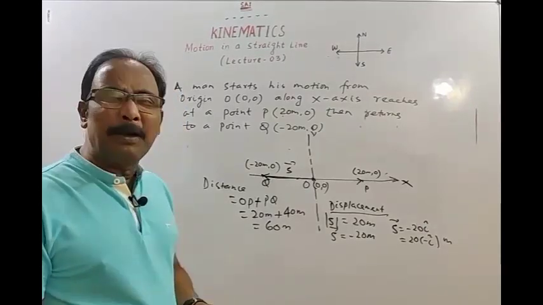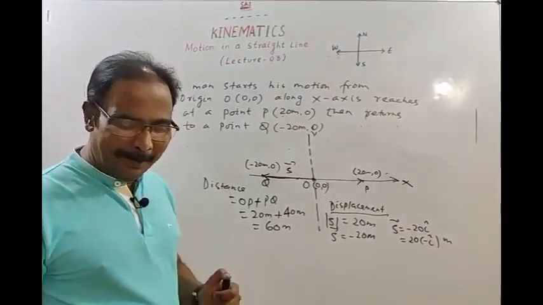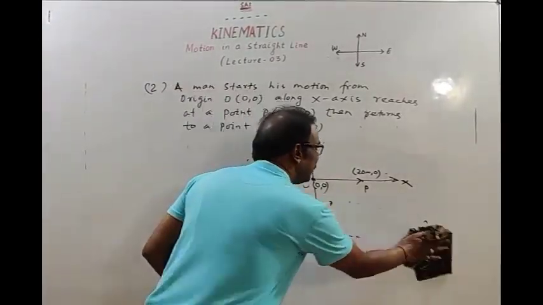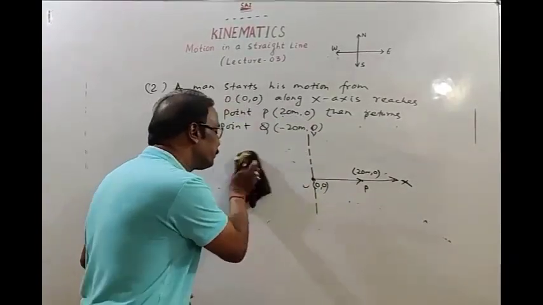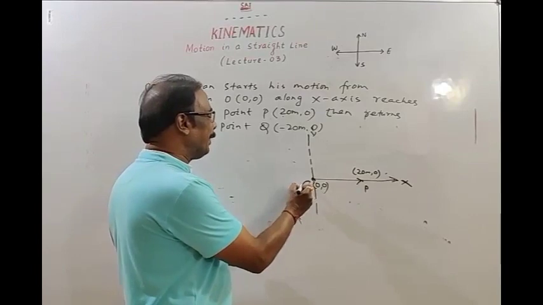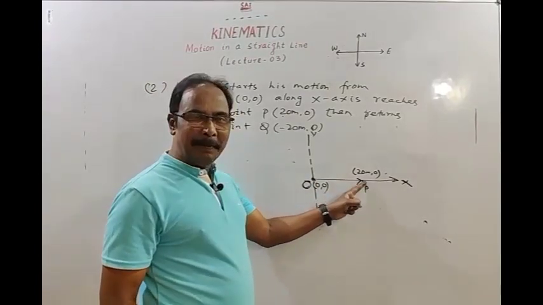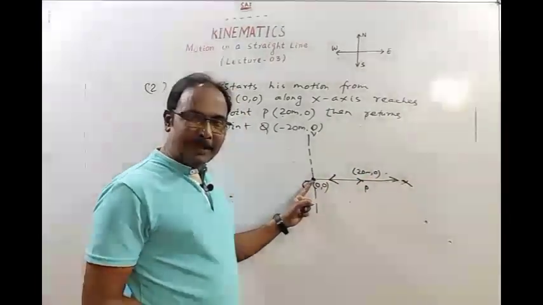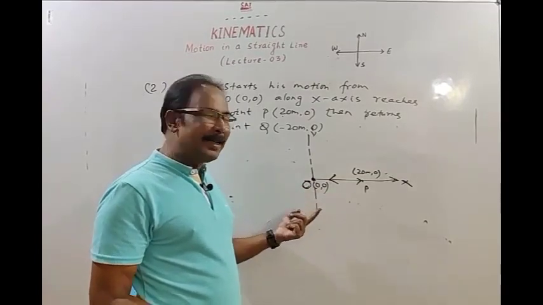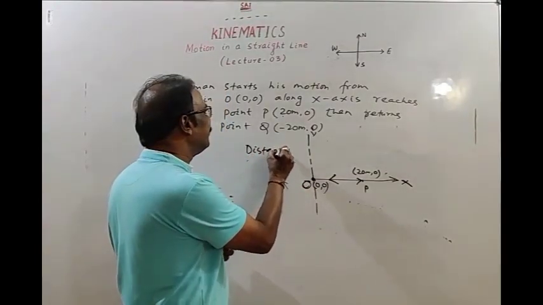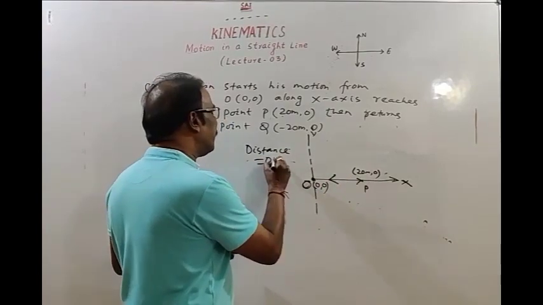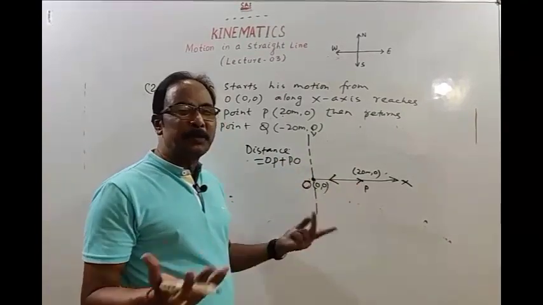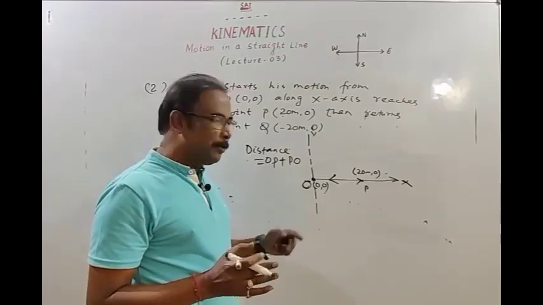So this question can be turned in different ways. Suppose the question were asked like this: a man starts his motion from origin O where coordinates are 0, 0, reaches a point P where coordinates are 20 meter and 0, and returns back again to the initial position O. Then we have to find the distance. Distance is the actual path length. The man goes from O to P, path length is OP, then returns from P to O, path length is PO, irrespective of direction. Distance has no definite direction.